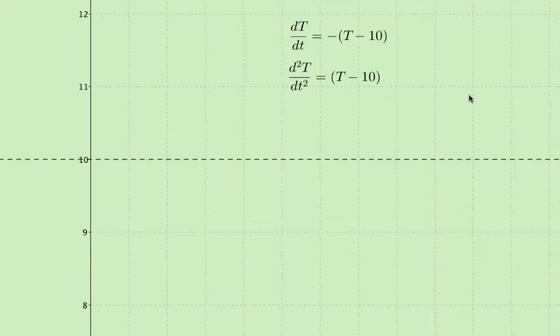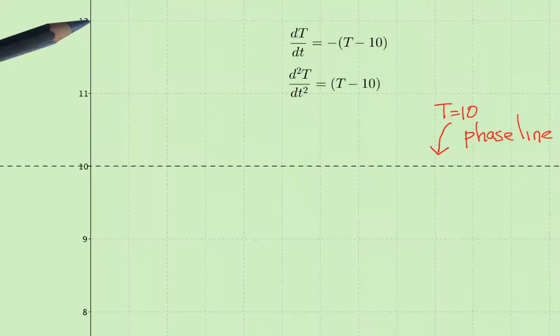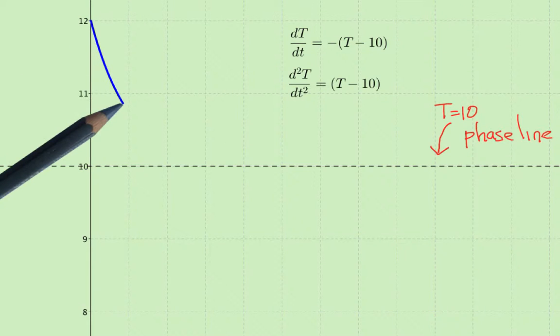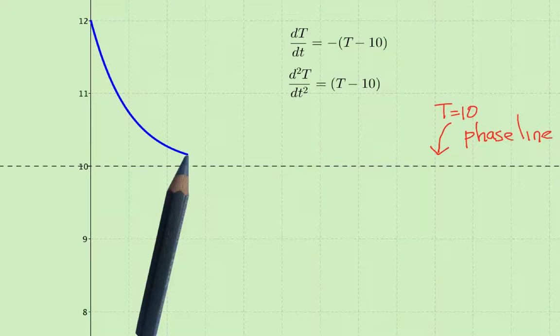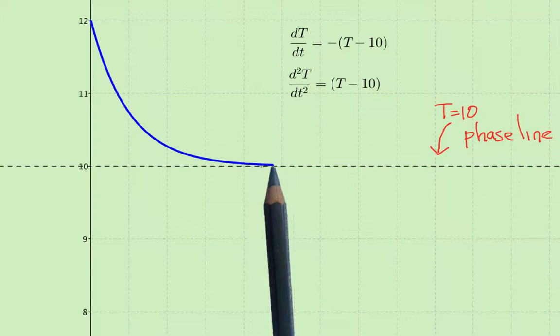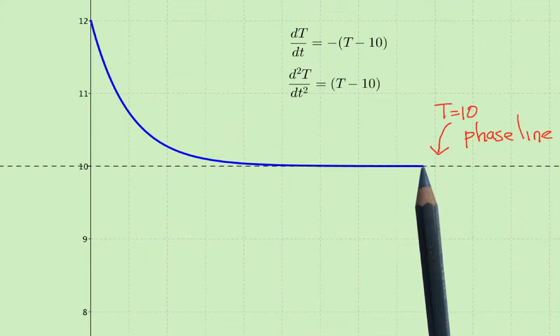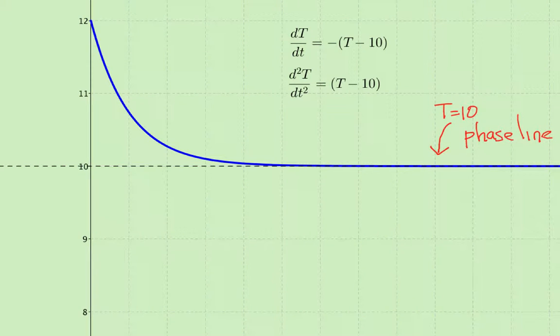I'm now going to make a plot of the temperature as it changes with time for the hot object and for the cold object. But first, note that this over here is T equals 10, and sometimes this is called the phase line. And we'll encounter many more phase lines in a few minutes. First, we'll start with the hot object as it cools down. So you can see that the temperature is decreasing and it gets closer and closer to the outside temperature, T equals 10, as time goes on.